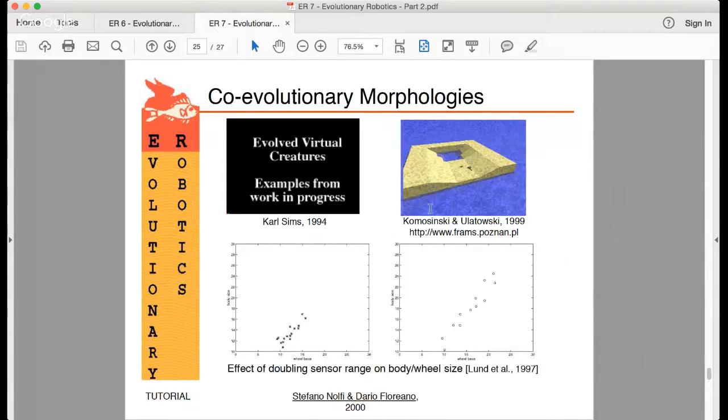And they also referenced another research done by Komosinski and Ulatowski. I'm sorry if I'm pronouncing the names wrong. In this study, they discussed the effect of doubling sensor range on body wheel size. No, actually, this is a third paper that they referenced by Lund and other researchers to study the effect of doubling sensor range on body wheel size.